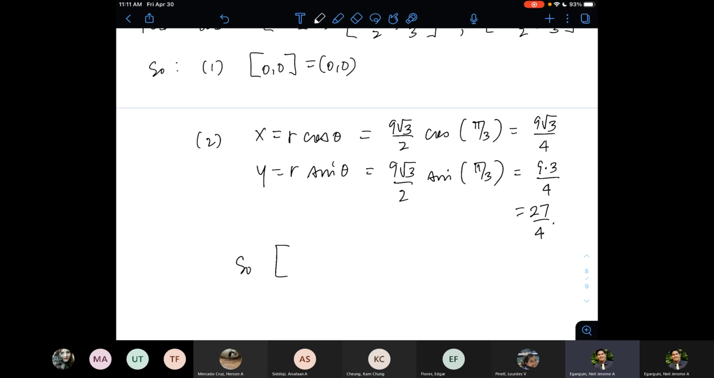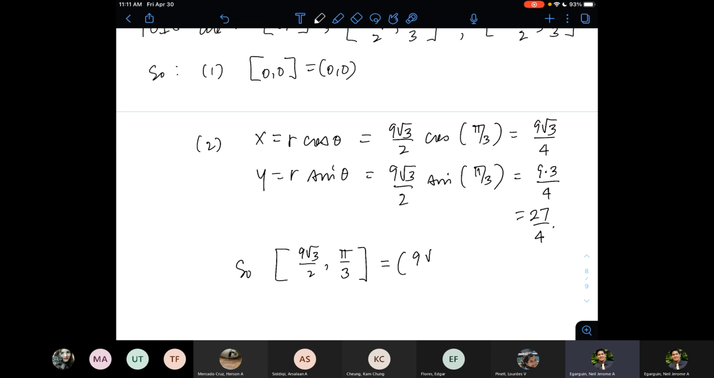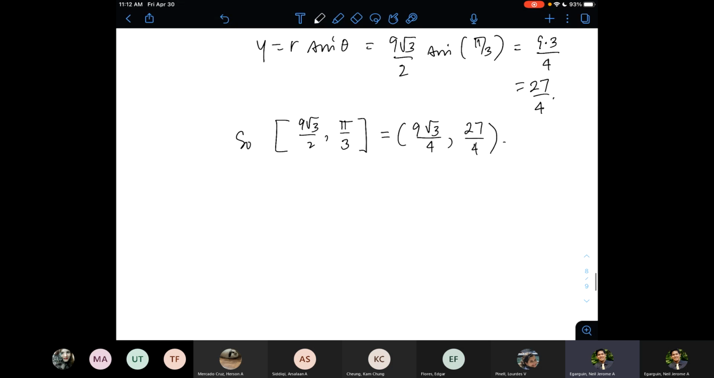So the second point of intersection in polar is 9 root 3 over 2 comma pi over 3. But in Cartesian, it's going to be 9 root 3 over 4 comma 27 over 4. Right? Remember, I'm using parentheses for the Cartesian coordinates. All right. Do you guys agree? Are my calculations correct of the trig function values? Then we need to do this for the last point, right?